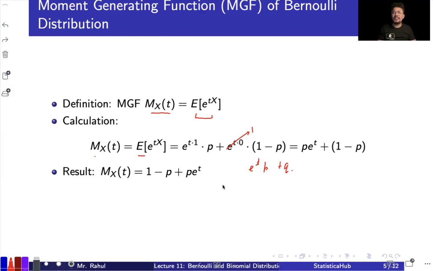Correct? So you can just write in this format also that it will be Q plus P e raised to the power T. Okay. So for every distribution, you have to remember few things.